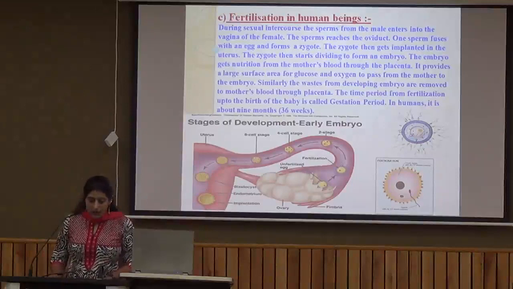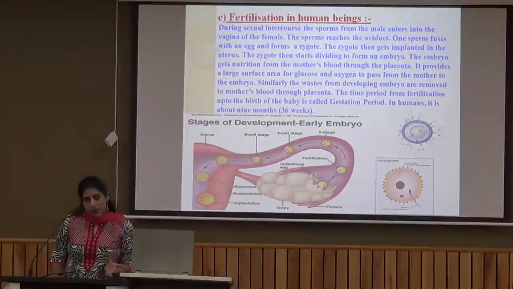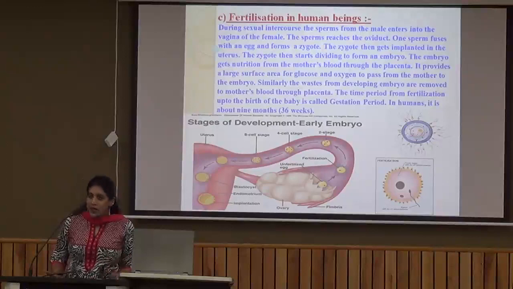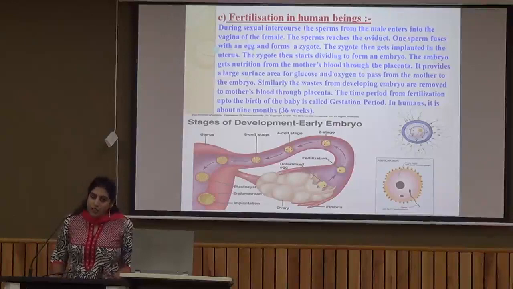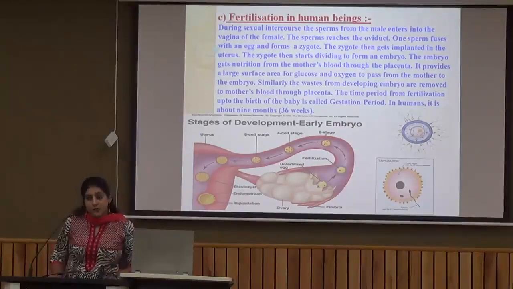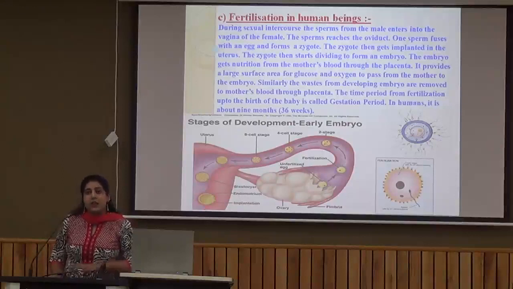Similarly, since it is there to provide the nutrition as well as a large surface area, it is also responsible for the removal of waste. So the placenta is playing a very important role. The time period from fertilization up to the birth of a baby is called the gestation period, that is 9 months in human beings. That means it will take 9 months for the development of that embryo to fetus to the complete boy or girl baby.